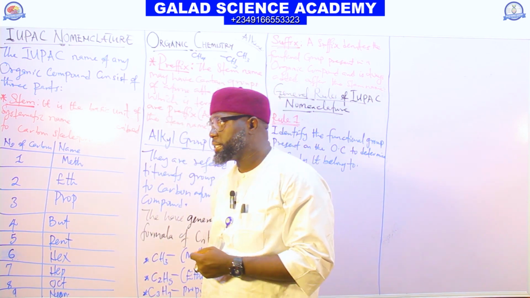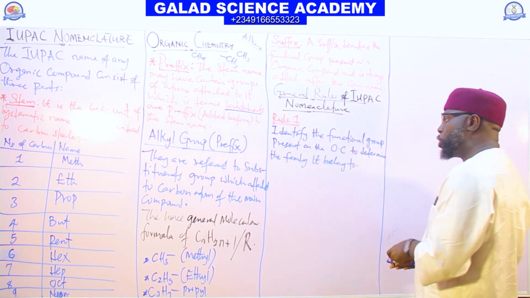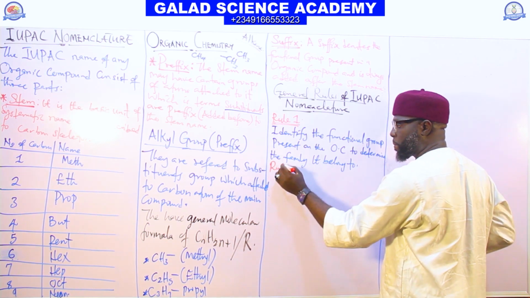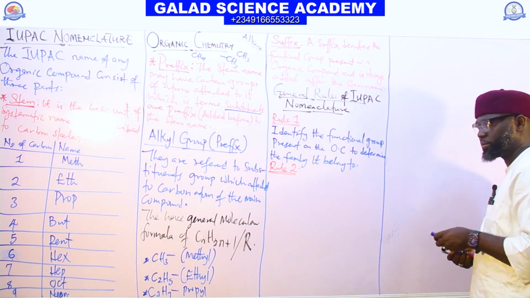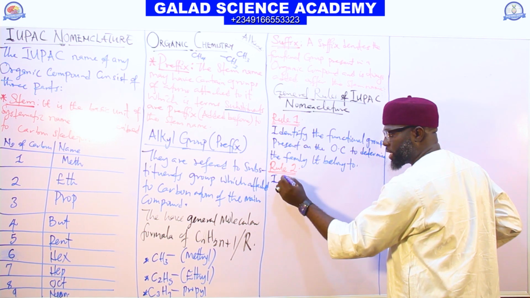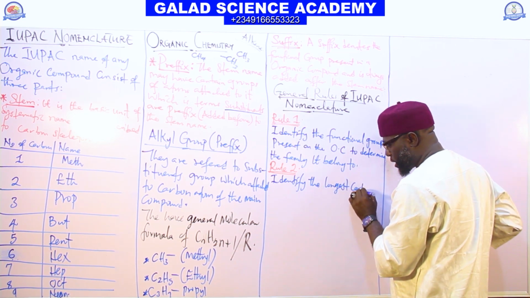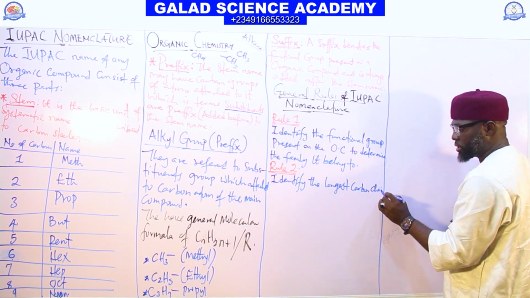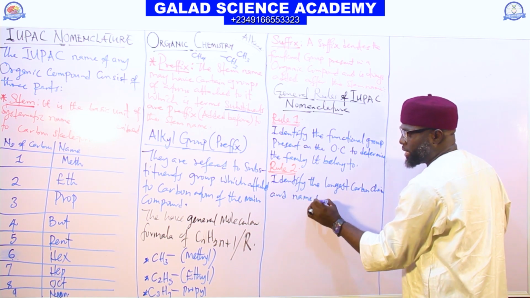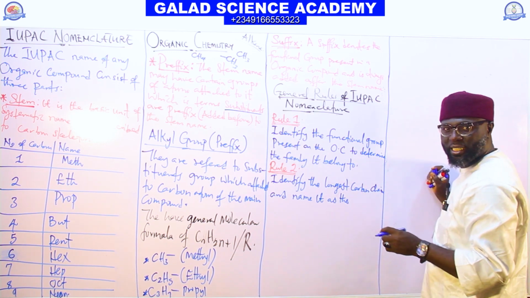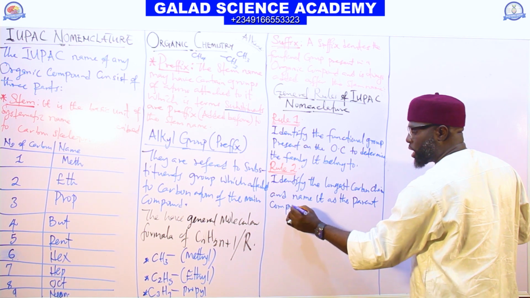The second one is Rule 2: identify the longest carbon chain, and name it as the parent compound.